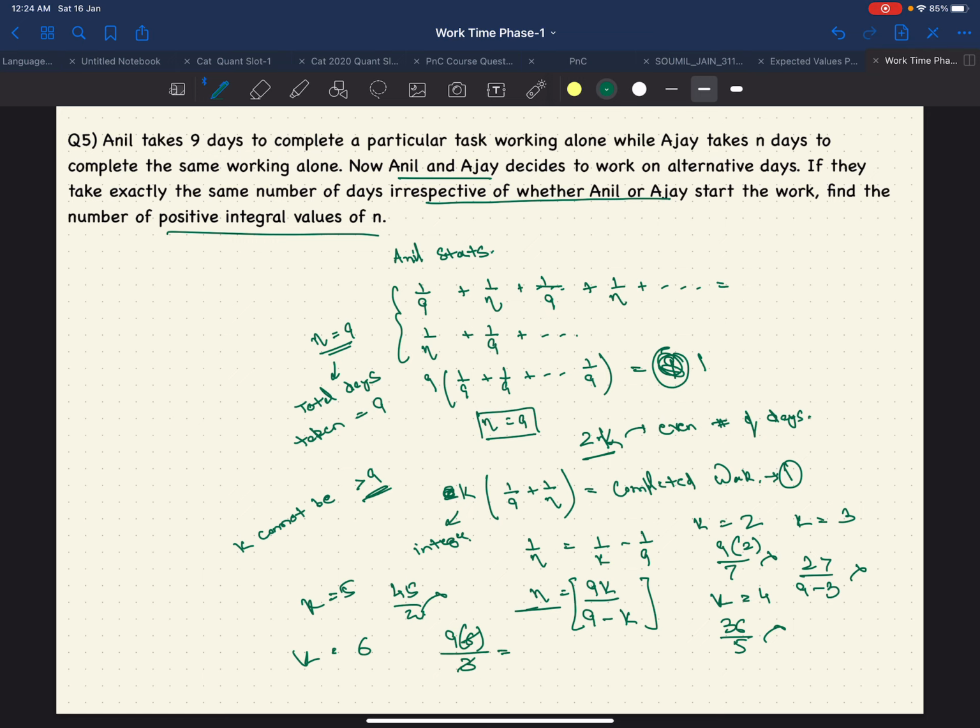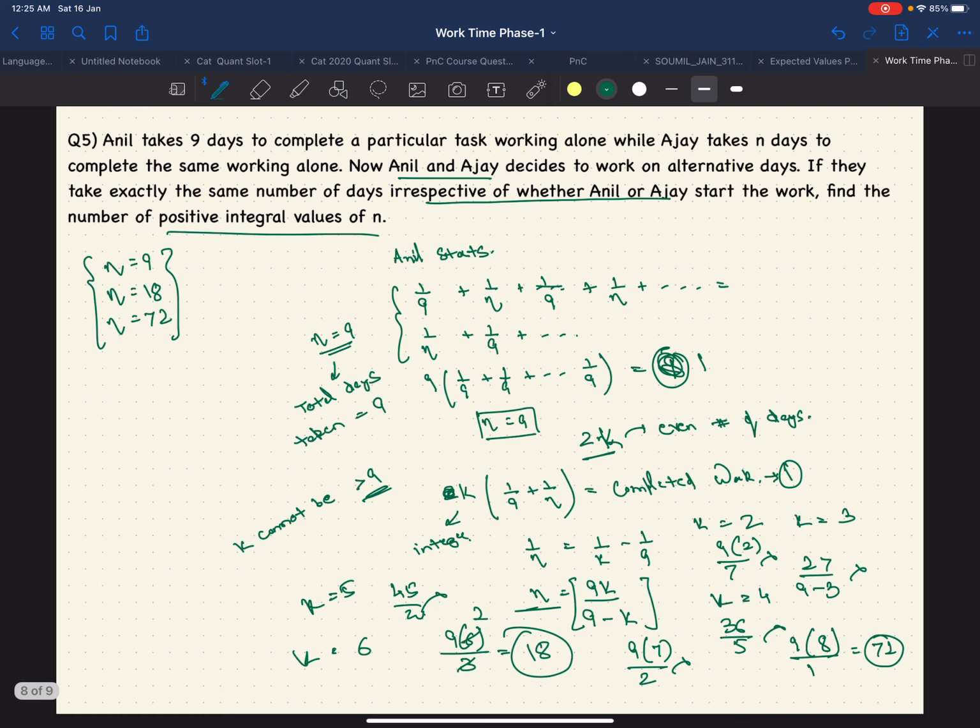is equal to 18. So n equal to 9 we got earlier, then n equal to 18 is also a possible value. Then we take k equal to 7. So this is again not an integer. And then finally we take k equal to 8. This is an integer which is 72. So there are 3 integral values of n possible here: 9, 18 and 72.